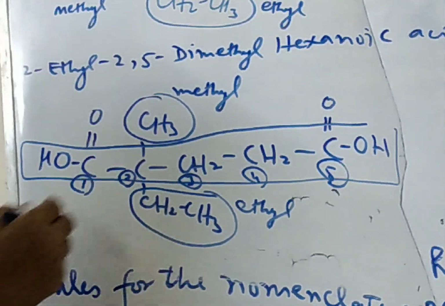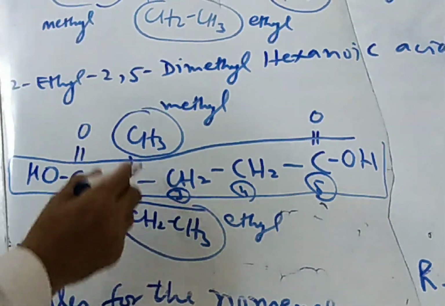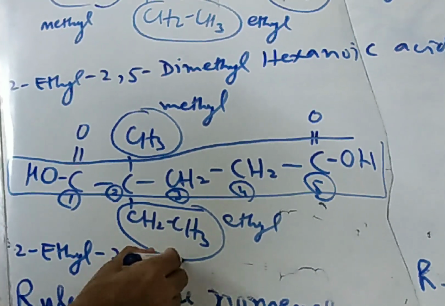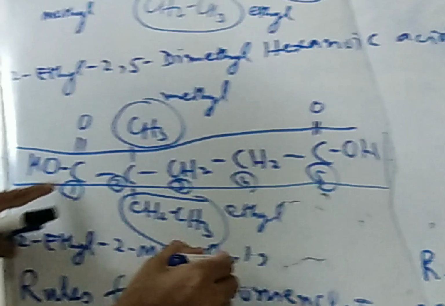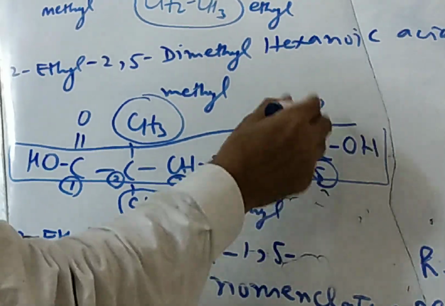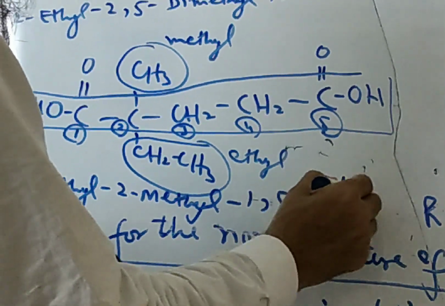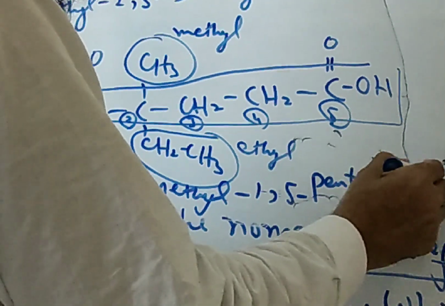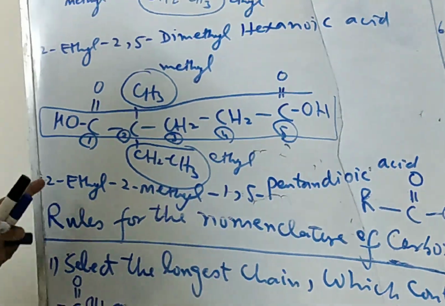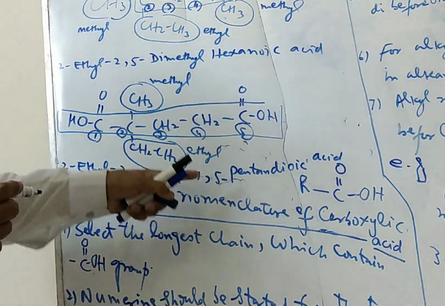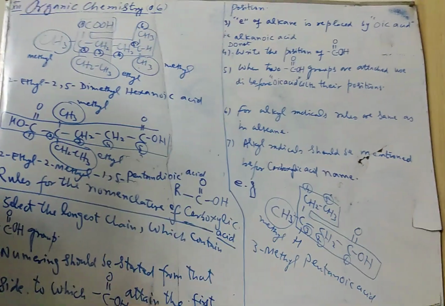So ethyl comes first. This is the 2 ethyl and then 2 methyl. The position of this COOH, that is 1 and then 5 COOH. So total is the 5. So this is the pentane dioic acid. That is pentane dioic acid: 2 ethyl, 2 methyl, 1,5 pentane dioic acid. So this is the nomenclature of the carboxylic acid.